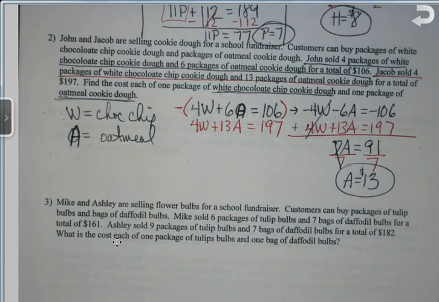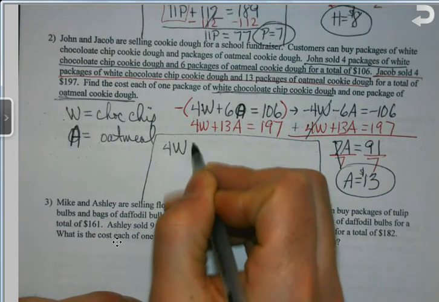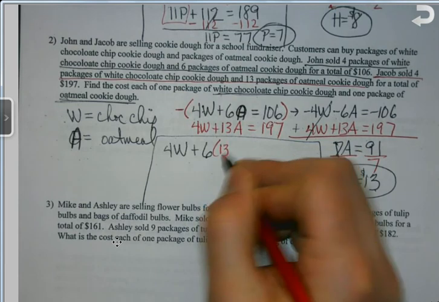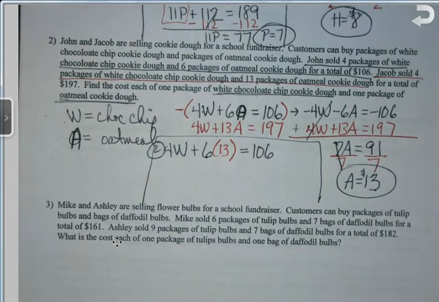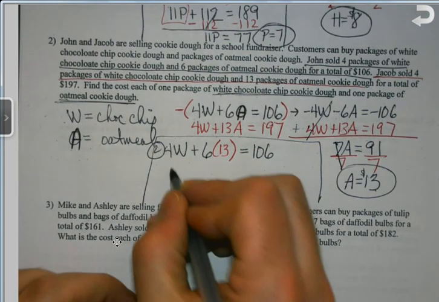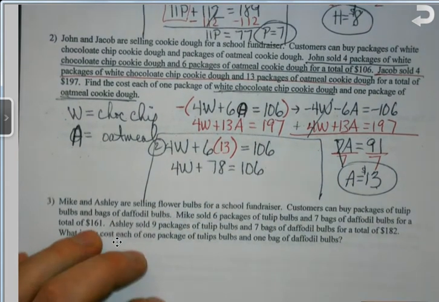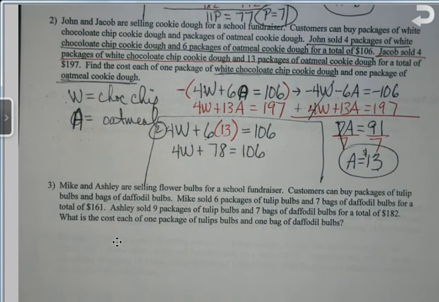So my white chocolate chip costs $13 a package, a bundle, whatever we want to call it. And then again, my last step will just be to plug it back in. I'm just going to keep using the first one here. So 4 white chocolate chip plus 6 oatmeal, but I know how much the oatmeal is. And just like up above, it's going to become a basic 2-step equation. Yep, I just multiplied those two together. That's where my 78 is coming from.